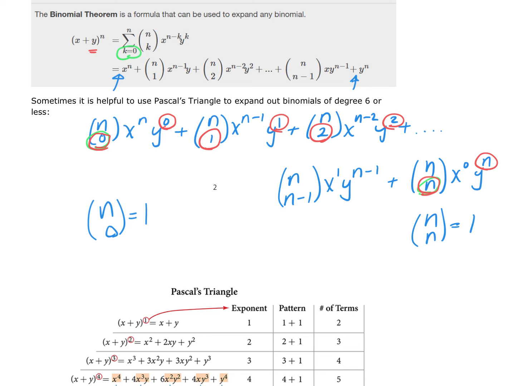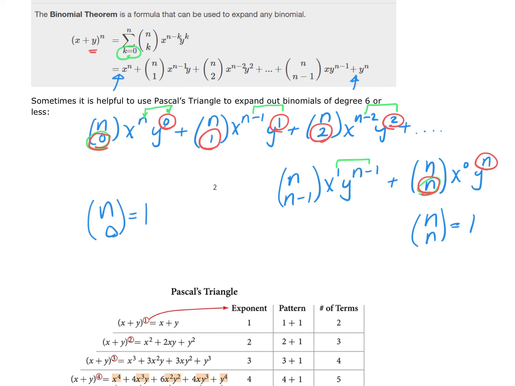Also, another thing to note is that if you were to add these exponents, which of course you're not going to do because the bases are not the same, if you were to add those exponents, they numerically add up to whatever n is. N plus 0 is n. N minus 1 plus 1 is n. N minus 2 plus 2 is n.